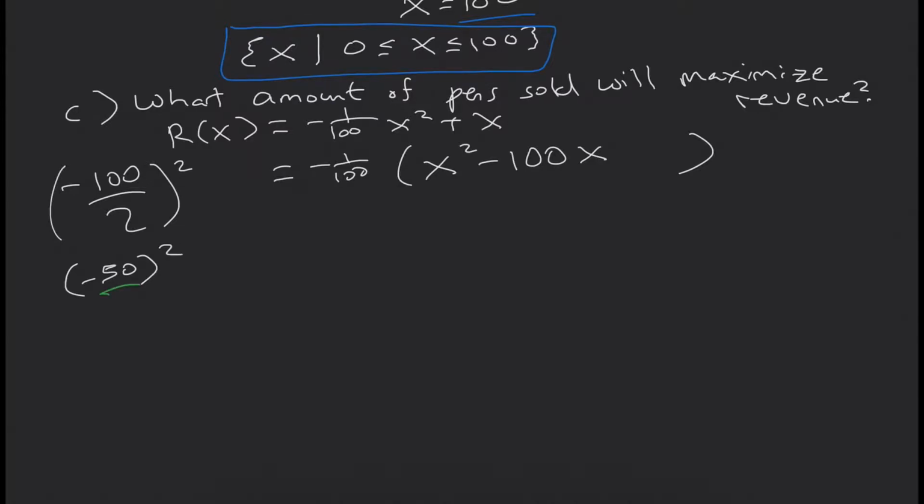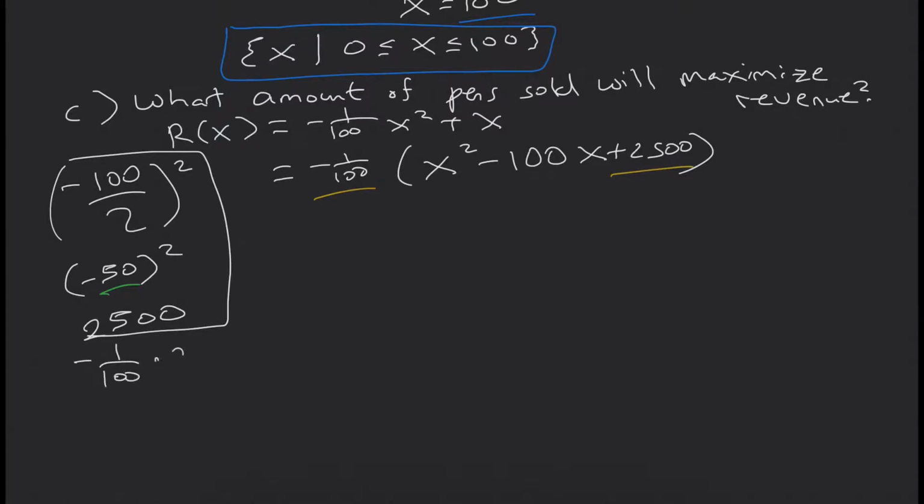I'm also going to put my reminder there. I got a negative 50 after I divided by 2. Negative 50 squared is 25 with 2 zeros. So I'm going to add 2,500 to the inside here. Keep in mind, I have a negative 1 over 100 on the outside. I'll do that work off to the side as well. So negative 1 over 100 times 2,500. Okay, a bunch of zeros cancel there. So that gives me a negative 25. So really when I added that 2,500 to the inside of the parentheses, I really subtracted 25. I need to add 25 in order to balance that out.